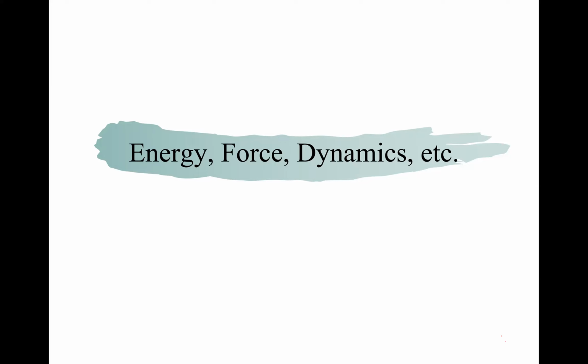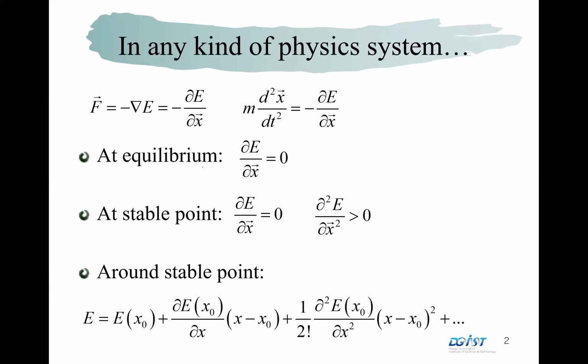First, I would like to introduce the meaning of energy and force and some related dynamics. Not only in a magnetic system, but in any kind of physical system, we need to determine the energy of the system to understand what's going on. For example, if you take the gradient of the energy and put a minus sign, we get the force caused by this energy term. Instead of the gradient, sometimes you use this kind of derivative notation.